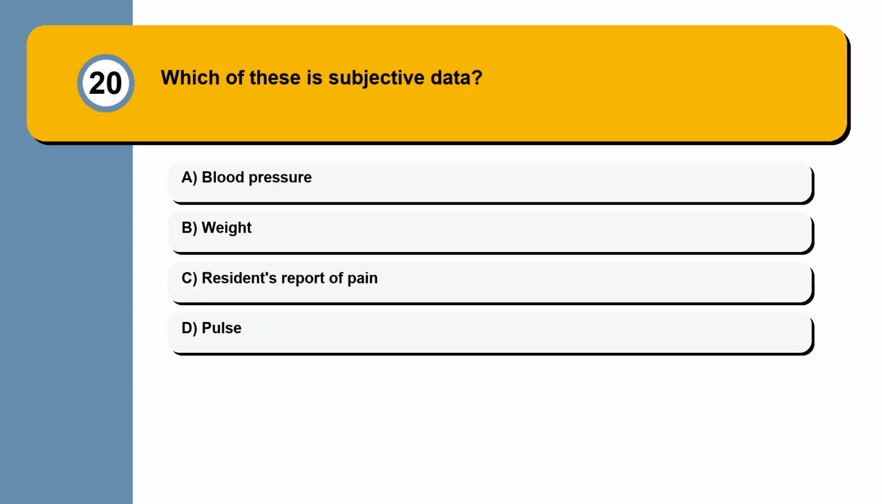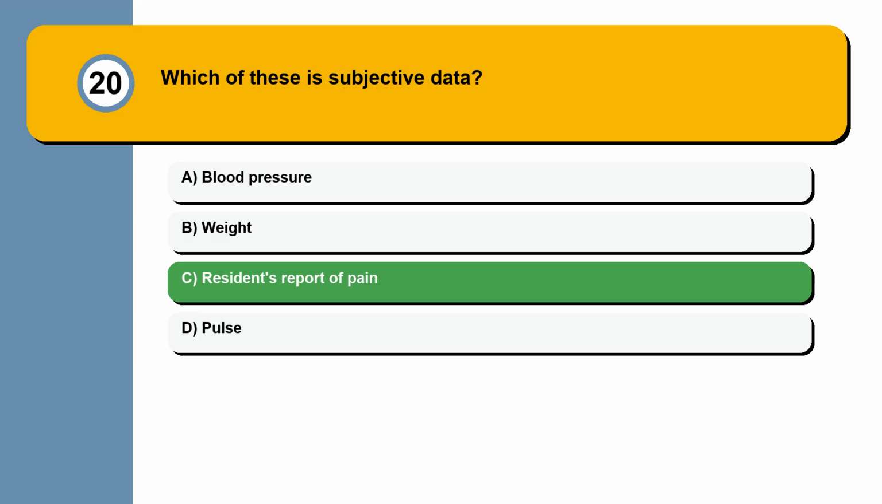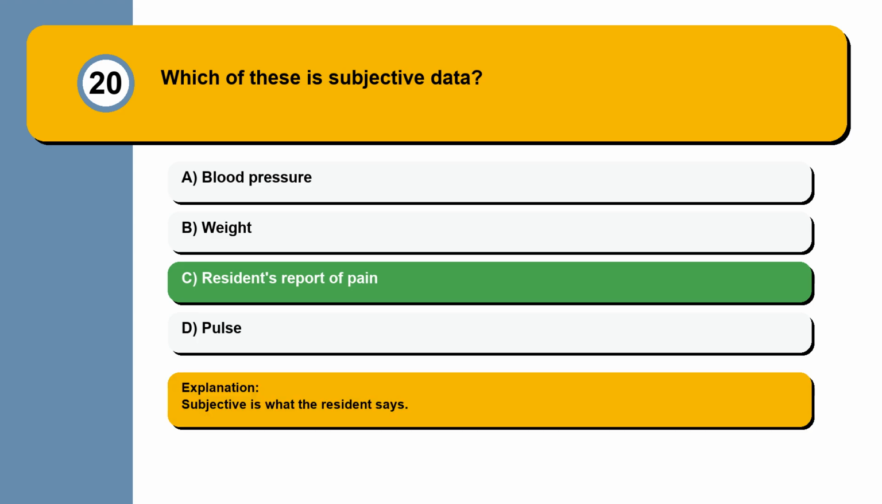Question 20. Which of these is subjective data? Blood pressure, weight, resident's report of pain, pulse. Subjective is what the resident says.